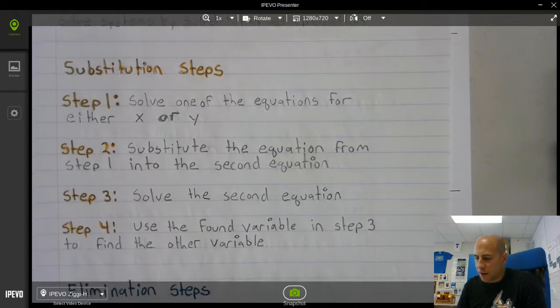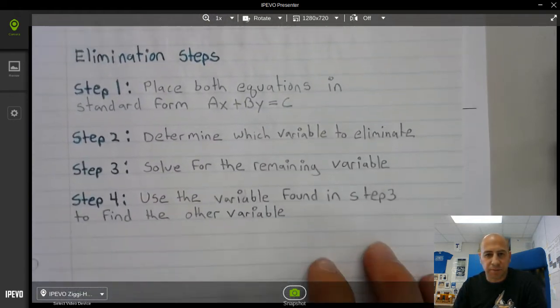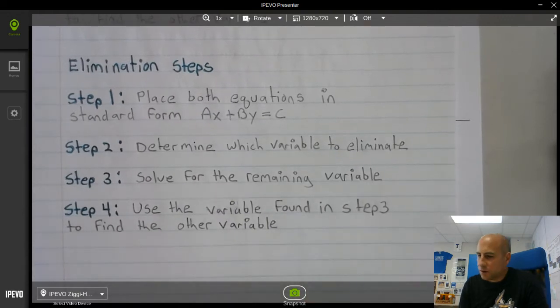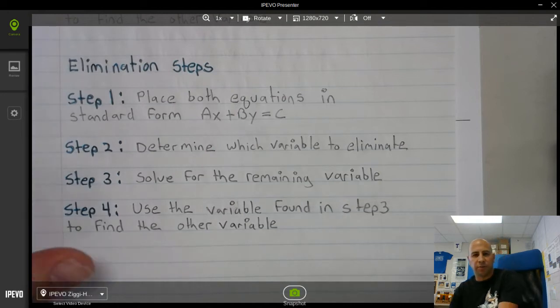Now let's look at elimination steps. Step 1, place both equations in standard form, ax plus by equals c. Step 2, determine which variable to eliminate. Step 3, solve for the remaining variable. And step 4, use the variable found in step 3 to find the other variable. Pause the video and update your notes. Now that your notes are updated, let's look at our examples.